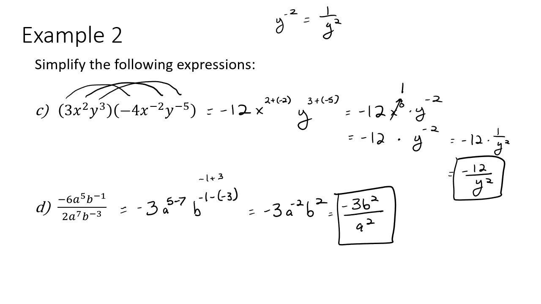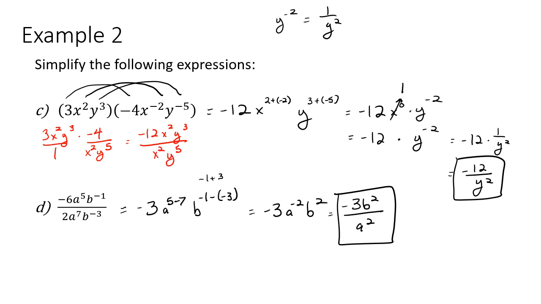Now, I'm going to show you an alternate way to visualize these problems. For part C, 3x squared y cubed, there are no negative exponents there, so we can leave it like it is. But for the negative exponents in the second one, let's bring those down to the bottom of a fraction. So let's think of that as negative 4 divided by x to the positive second, y to the fifth. Then if we multiply these two fractions together, this would give us negative 12 x squared y cubed divided by x squared y to the fifth.